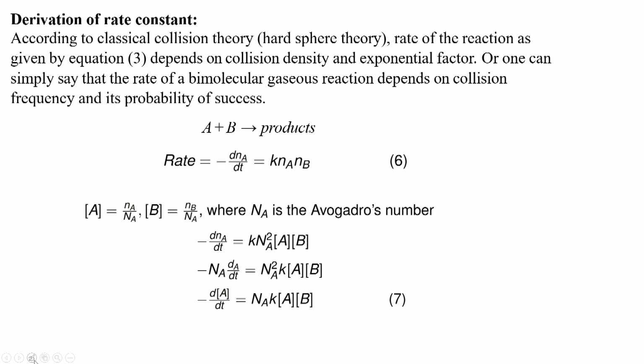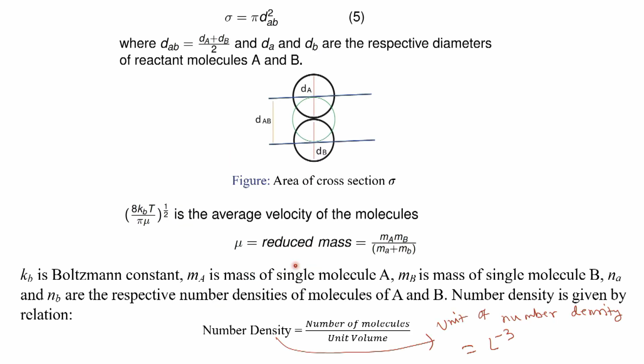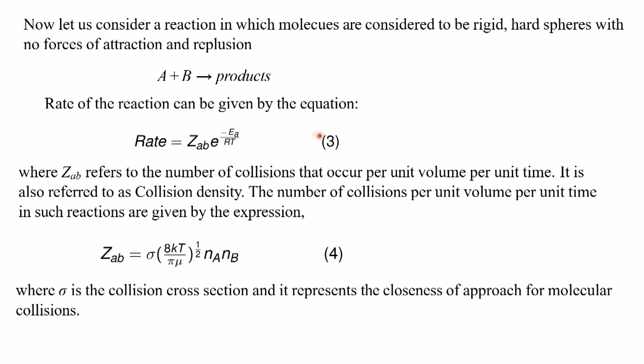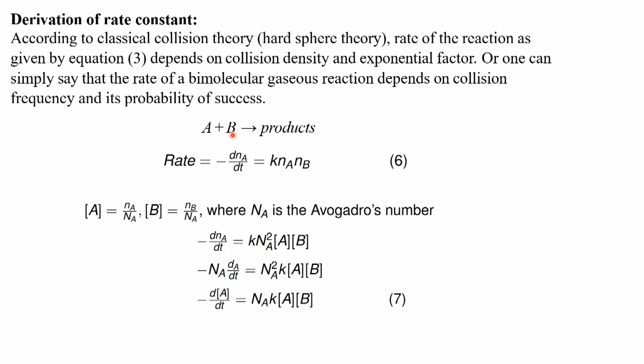According to classical collision theory, the hard sphere theory, the rate of reaction is given by equation 3. So this is equation 3 here. The rate of the reaction depends on collision density and the exponential factor, or one can simply say the rate of bimolecular gaseous reactions depends on collision frequency and its probability of success.